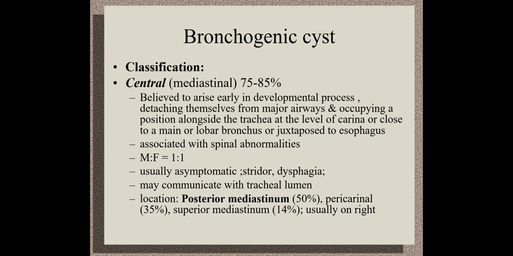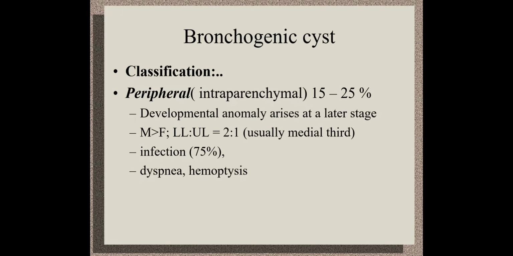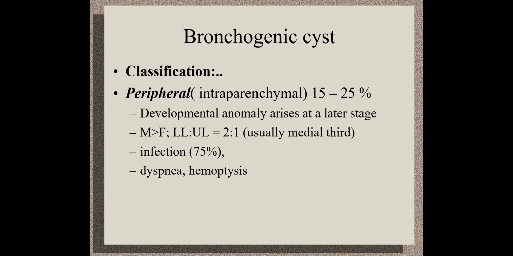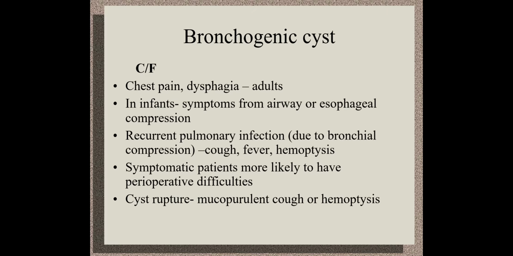Pericarinal, 30%, and superior mediastinum 40%, usually on the right. Peripheral, intraparenchymal, 15 to 25%. Development anomaly arises at a later stage. Male to female ratio is 2 to 1. Usually medial third. Infection 75%. Dyspnea and hemoptysis may be symptoms.